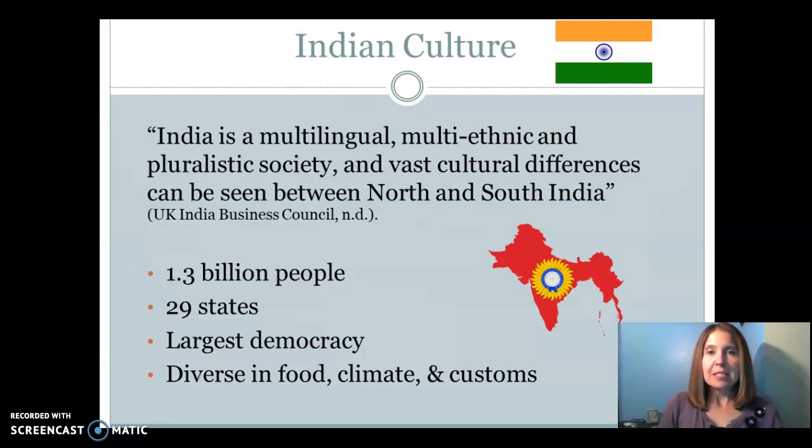India is the second largest country in the world with a population of approximately 1.3 billion people. It is made up of 29 states, some as large as nations. It is also the world's largest democracy. And India is very diverse, depending on which region you are in, in regards to culture, food, climate, and customs.